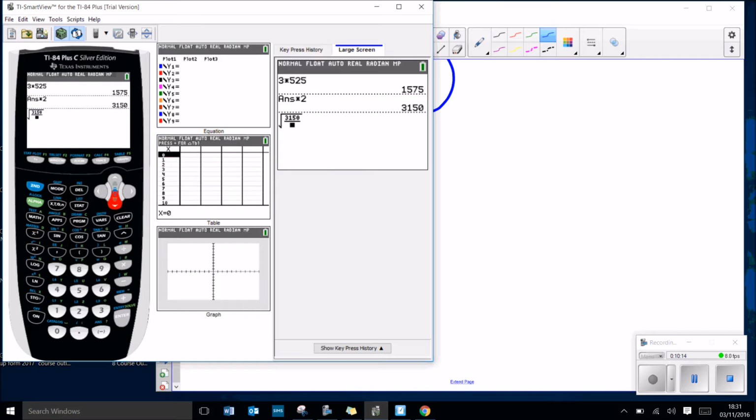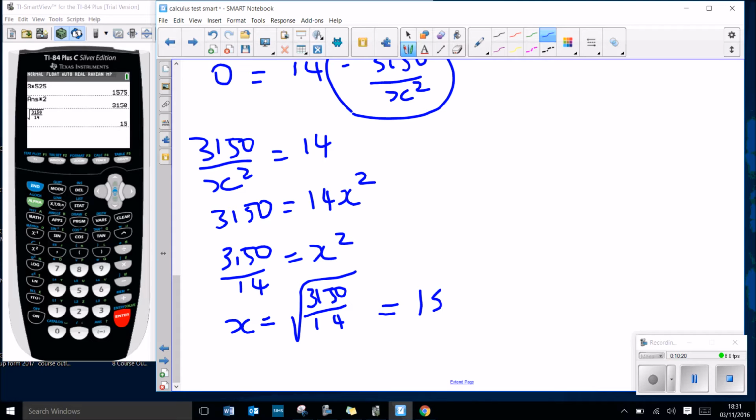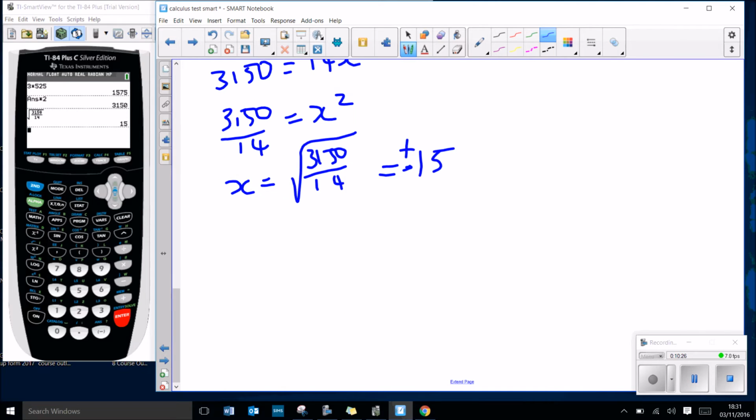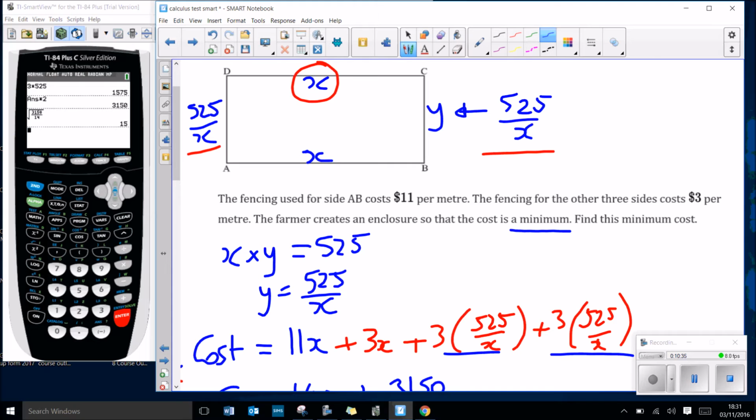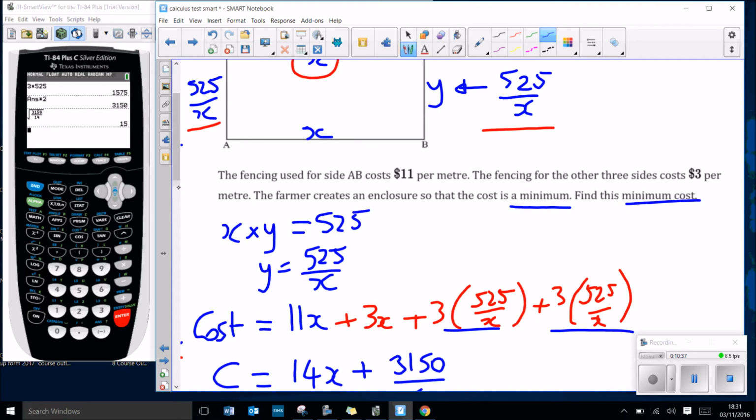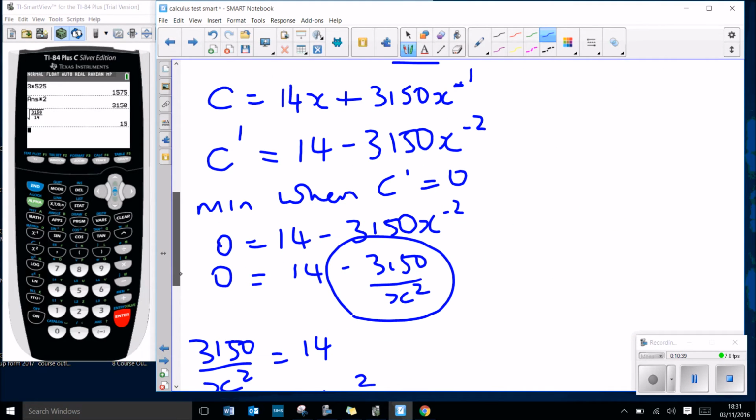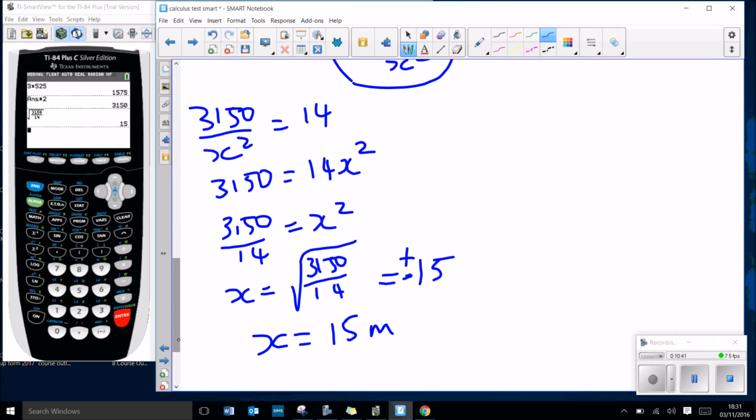Over 14, which gives us 15. Obviously this is a plus or minus officially, but given that it's a length, we're looking at 15 meters. They've said what is the minimum cost, so they actually want to know the cost, so we're going to stick that value of 15 into the cost function.